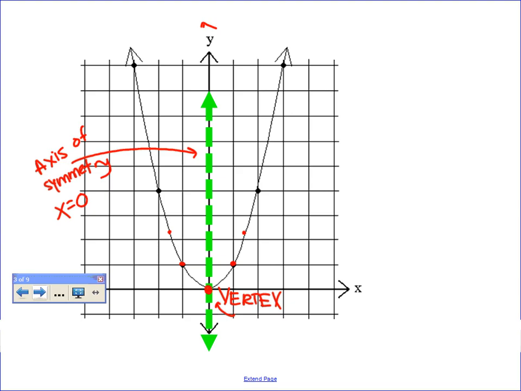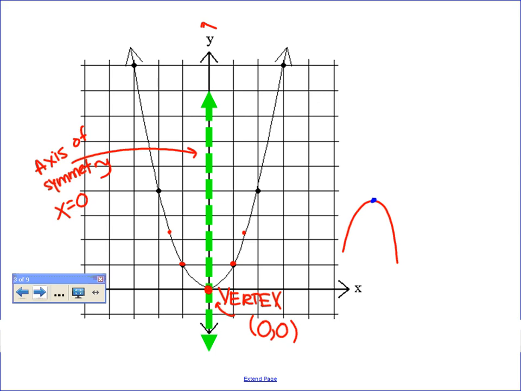What are the coordinates of my vertex? Well, in this case, since it's the parent function, the coordinates of my vertex are 0, 0. My axis of symmetry will always go through the vertex. And the vertex is going to be your highest or your lowest point on a parabola. So if your parabola is opening up, like ours is, the vertex is going to be the lowest point. If our parabola looked like this and was opening down, the vertex would be its highest point.